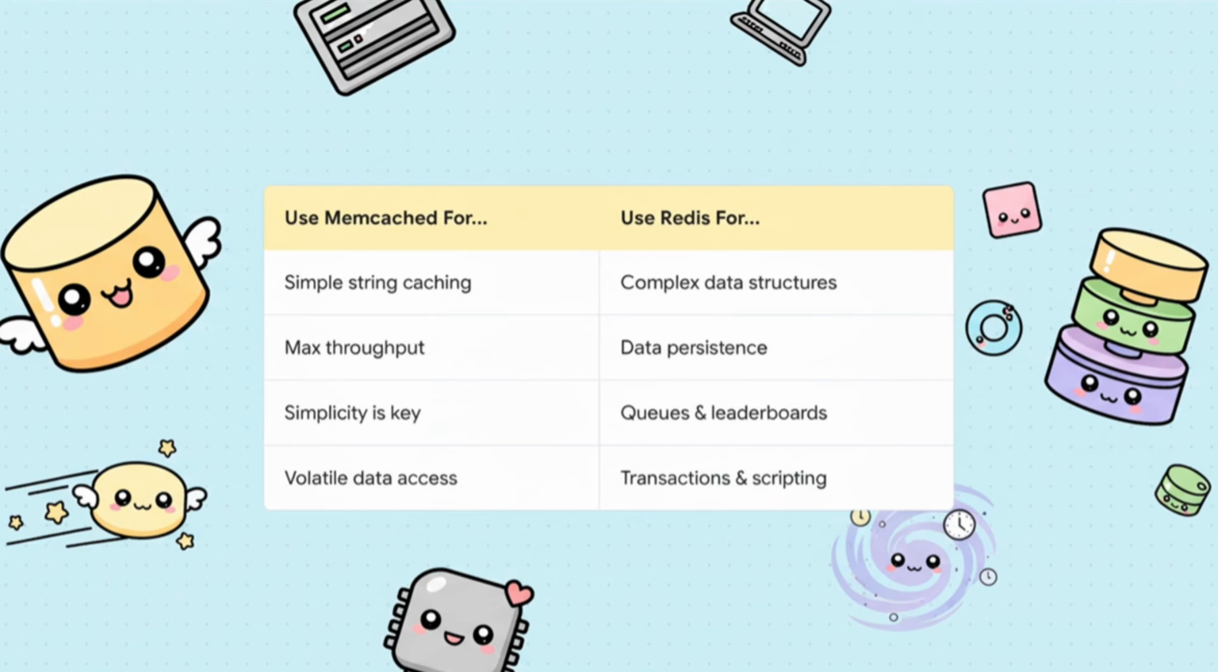If you're caching complex objects, if you need your data to stick around, or if you want to tap into those awesome advanced features like queues, leaderboards, or transactions, you go with Redis.